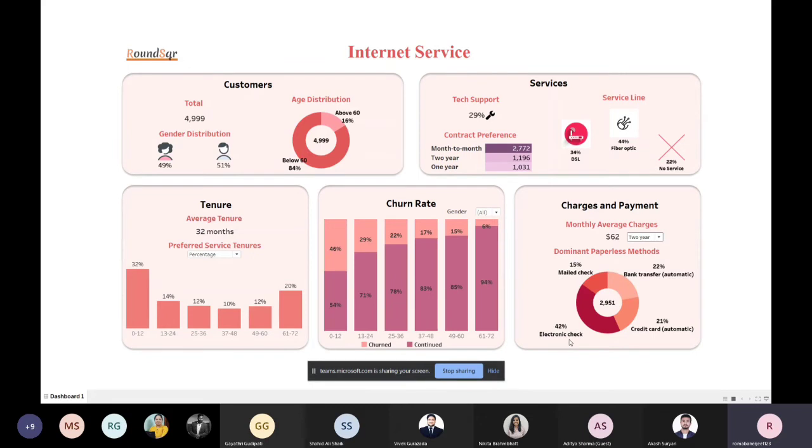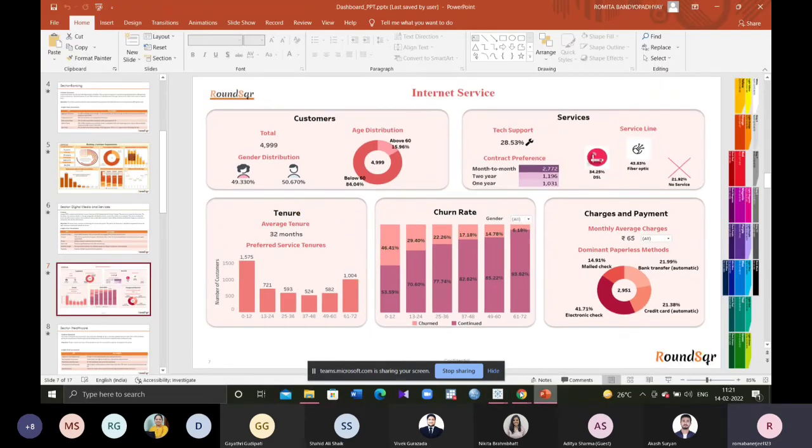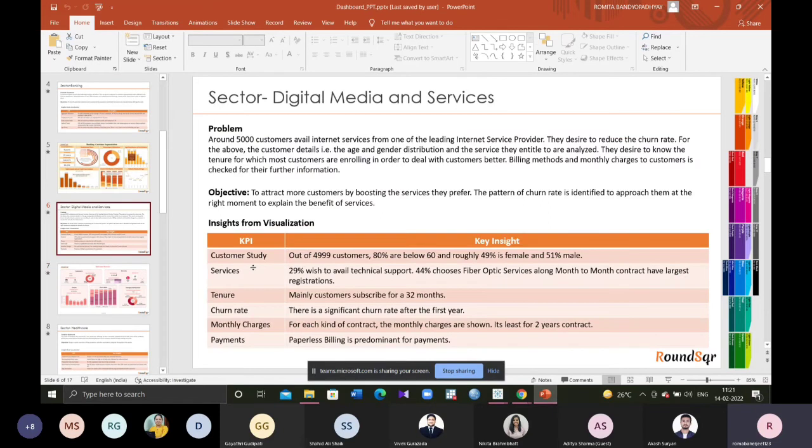So from this dashboard, we can conclude these as the KPIs. The first is the customer study, next is the services, and next the tenure and the churn rate. The ISP can look into what customers are preferring, and they can accordingly approach them maybe in the first year itself, so that they don't decide to churn after the first year.